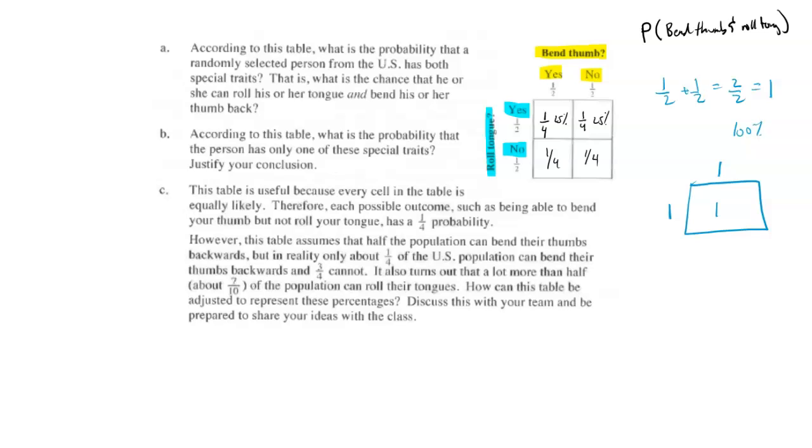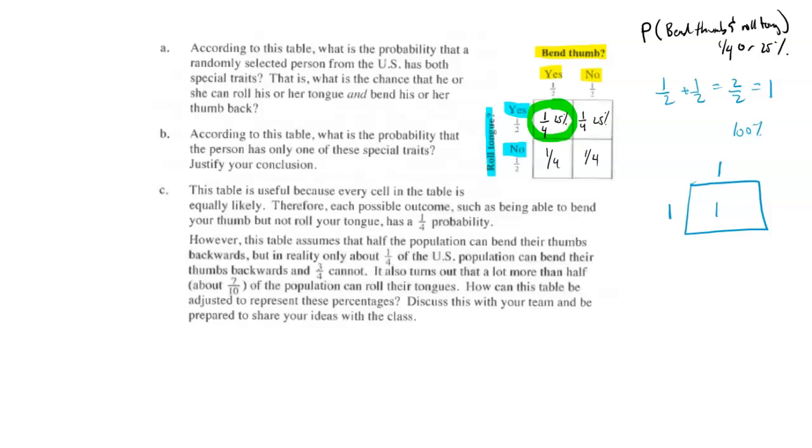I'm looking at yes, I can bend my thumb, and yes, I can roll my tongue. So where do I have yes and yes? I have yes and yes in this box. That means I have a 1 in 4 chance of being yes and yes, or I can say a 25% chance.